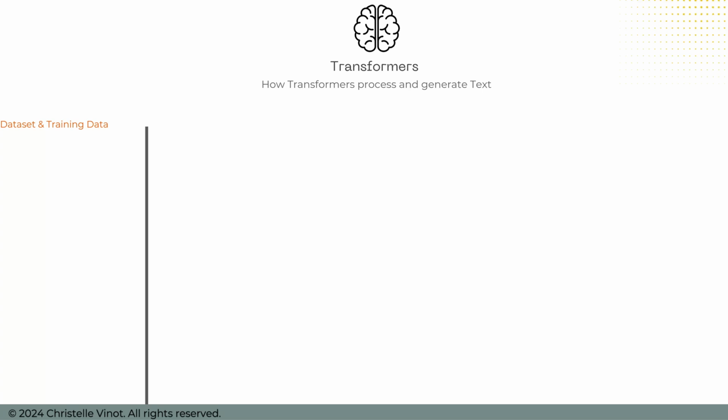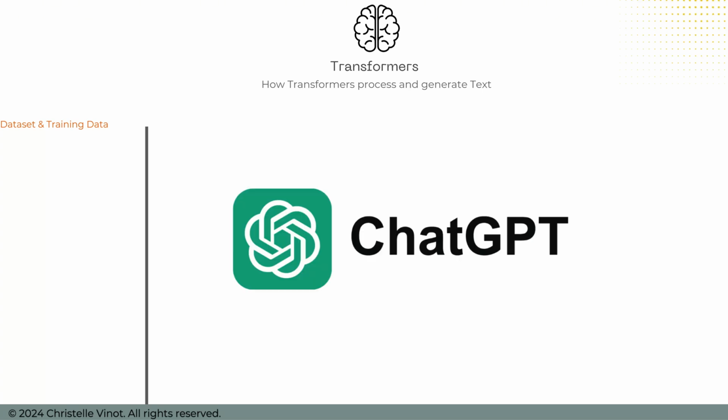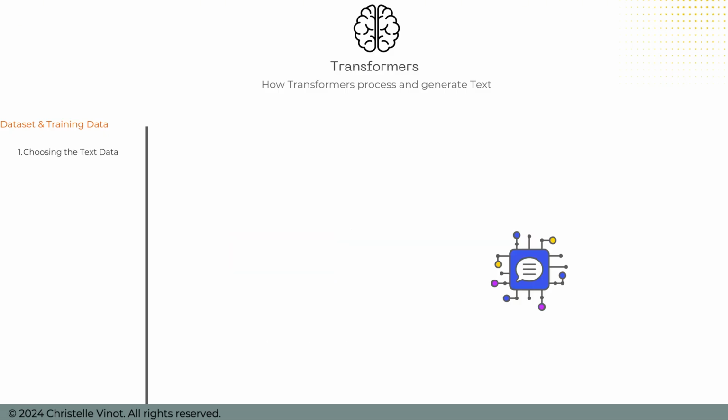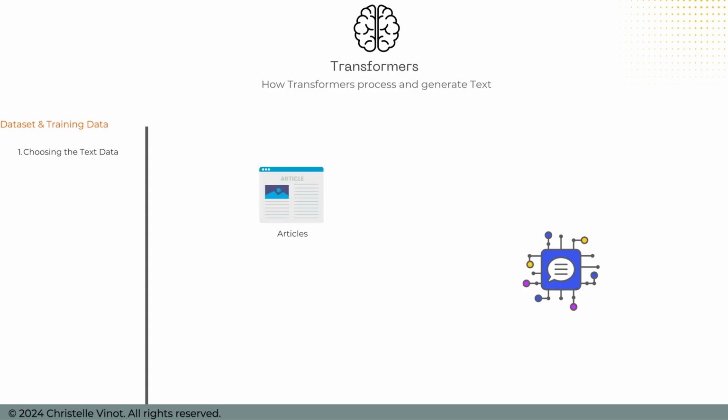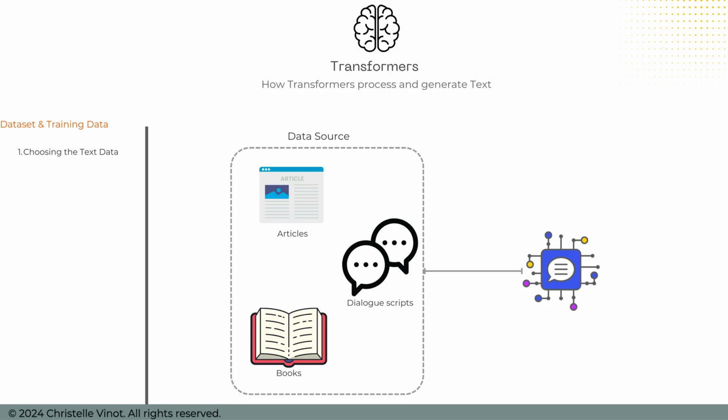Before a model based on the Transformers architecture like ChatGPT can perform well, it needs to be trained with carefully selected data. Choosing the right type of data is crucial as it shapes what the model learns. For example, if we want the model to generate conversational responses, we might choose datasets like news articles, dialogue scripts, or books. For conversational English, the dataset might include phrases like "Hello, how are you today?" or "I am learning about AI," or even "Can you help me with this problem?"